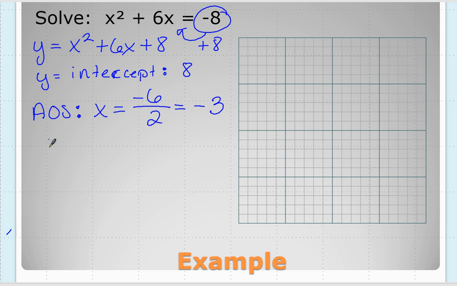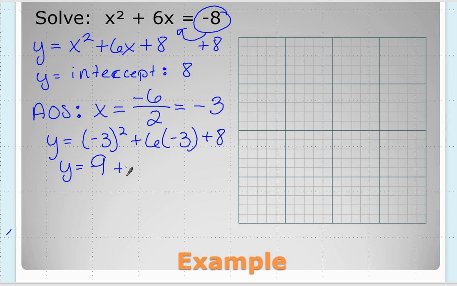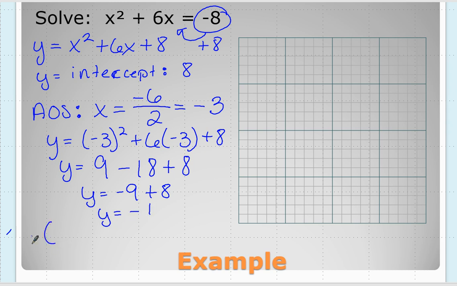So I now need to find my vertex. So I'm going to substitute in negative 3 for x. So negative 3 squared plus 6 times negative 3 plus 8. So y equals 9 minus 18 plus 8. 9 minus 18 is negative 9 plus 8. Y equals negative 1. So my vertex is at negative 3, negative 1.